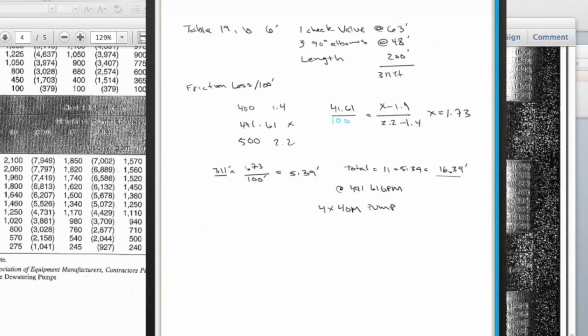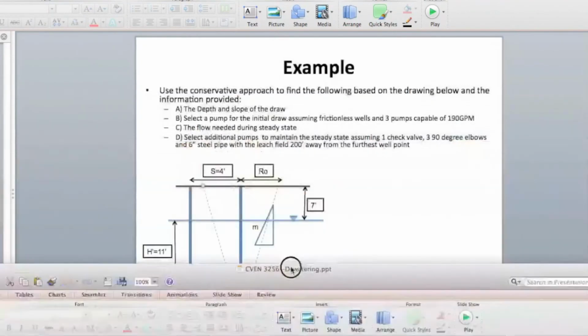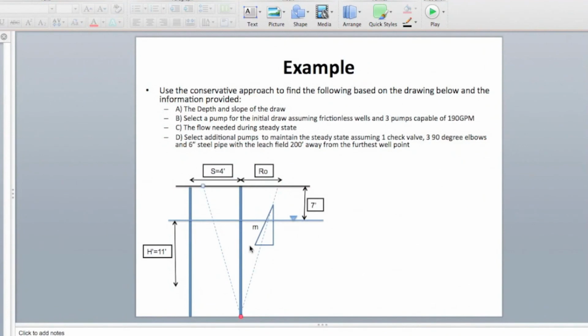And it's going to be different for everyone. You might have to iterate to get different solutions, based on your different problem setup and what you decided to do. So that's it. There's a little bit of info to give you an idea about dewatering.